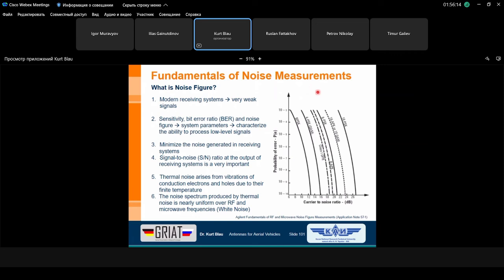Now we want to look at the basics of noise behavior of a general radio receiving system. Let's start with these remarks here. Modern receiving systems have to receive very, very weak signals. And under these conditions, if the signal is very small, then we come very close to the so-called noise floor, or to the noise level of the receiver.